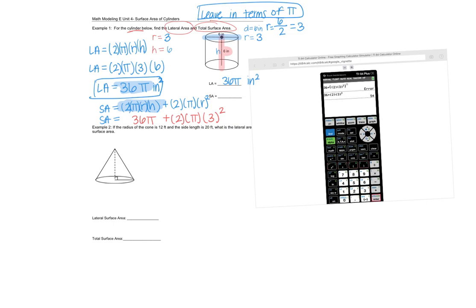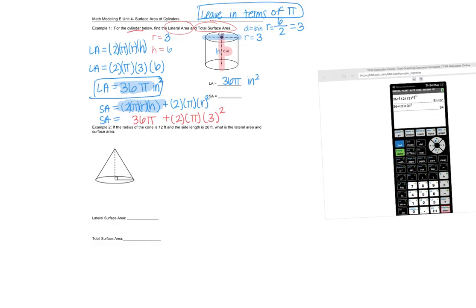Now I have it. It's 54. Okay, so my surface area is 54. Now is where I'm going to put back the pi. And then this is inches squared. So this is 54 pi inches squared. And we have the 2 parts that we needed.